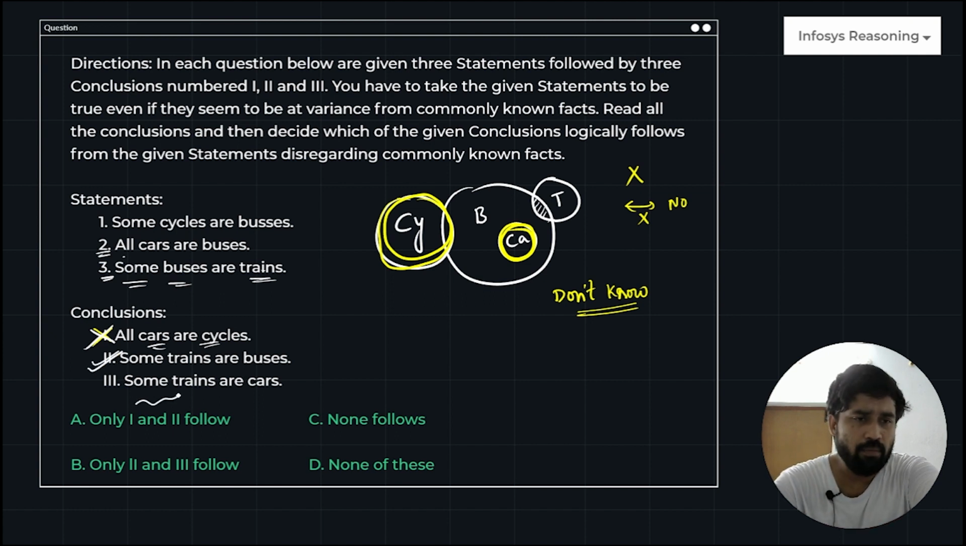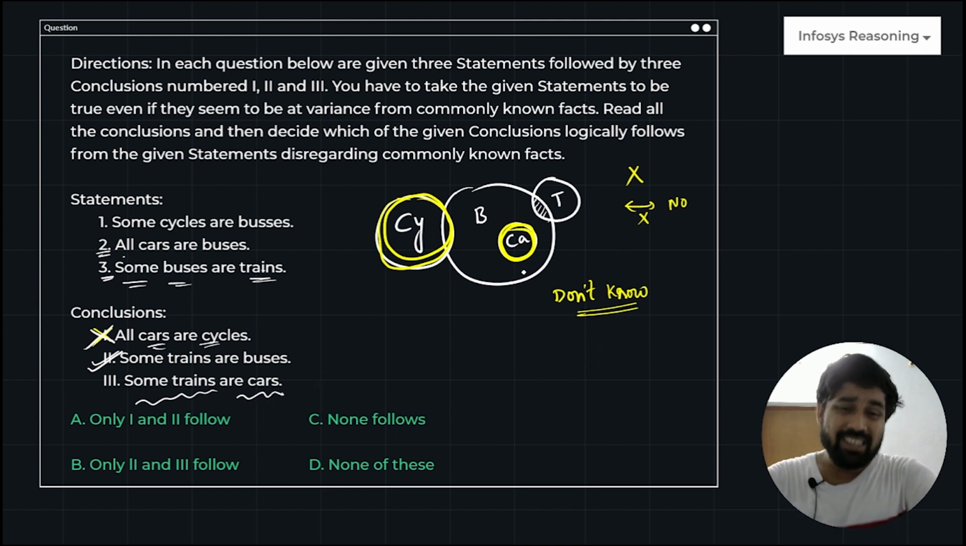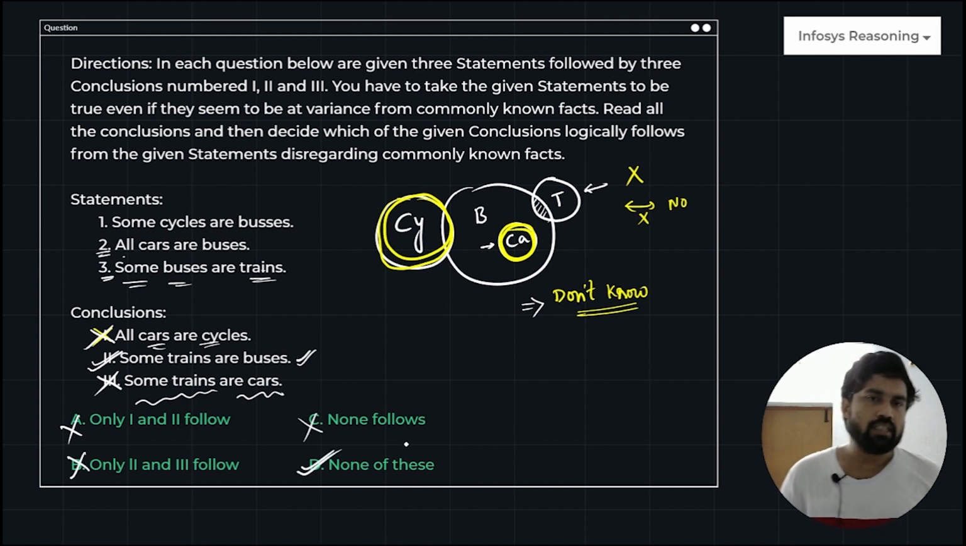Just look at the third one. That is, some trains are cars. Just look at the car set and train set. Car set is here and train set is here. They are common with buses, but when you look at only these two individual sets, there is no relation between them. There is no cross mark. There is no intersection area. They are not interacting with each other. So again, it is the don't know condition. If you don't know the relation between two sets, immediately your answer will be false. A conclusion will never follow in the don't know case. So we got that conclusion two is correct. Only conclusion two follows. So option D, none of these, is not the correct answer for this type of problem.